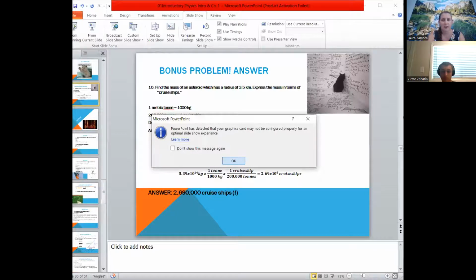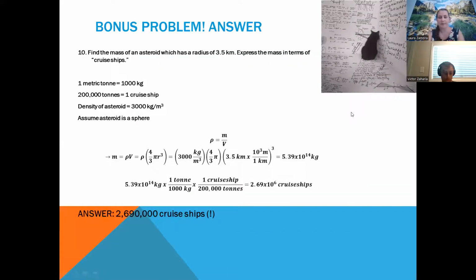All right, can you guys all see my answer to the bonus problem? Yes. Great. Okay, so this was our bonus problem, finding the mass of an asteroid that has a radius of 3.5 kilometers. So we were then told to express the mass in terms of cruise ships. Okay. So I gave you a couple of conversion factors there.